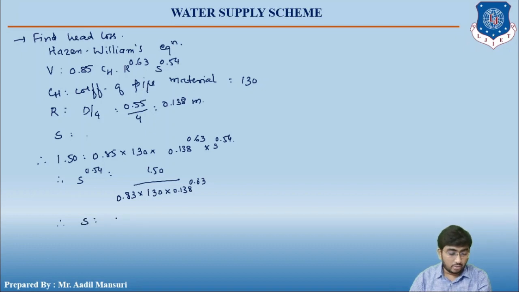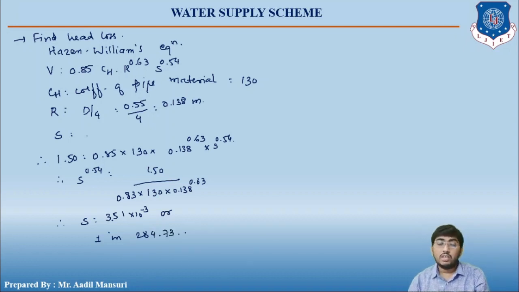Therefore, S comes out to be equal to 3.51 into 10 raised to minus 3, or it can be said as 1 in 284.73. It means that if you travel 284.73 meter in horizontal direction, then there will be a difference in elevation of 1 meter. So this is the bed slope.